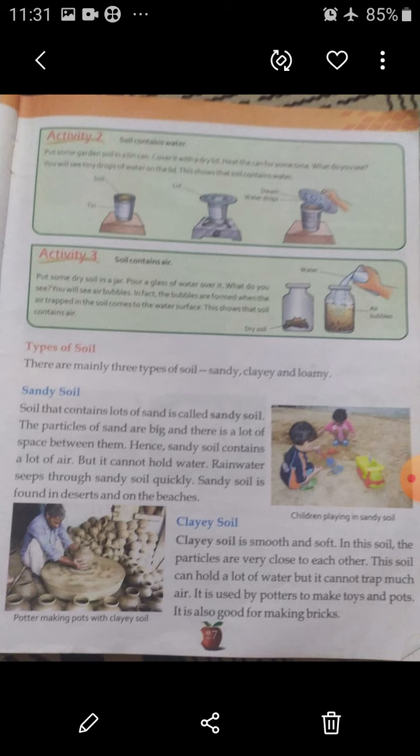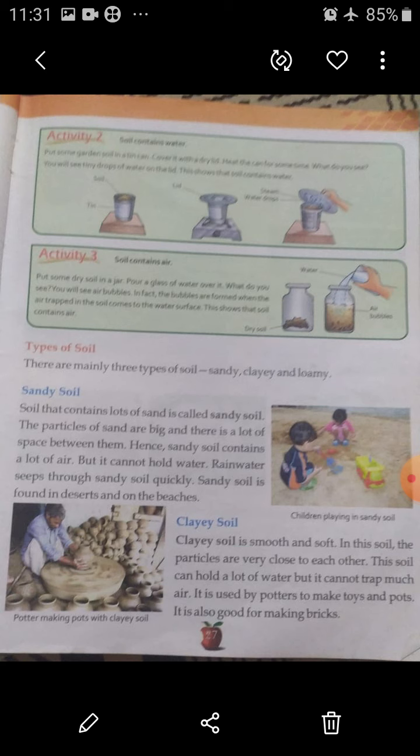Students, yesterday we explained the topic different layers of the soil. That one, activity number 1, we explained and learned about the different layers of the soil. As you know, the uppermost is humus, the second is muddy water, the third is clay, the fourth is sand, and at last stones and pebbles.